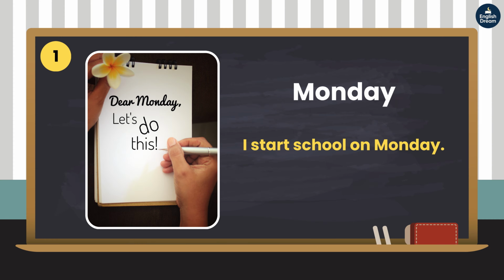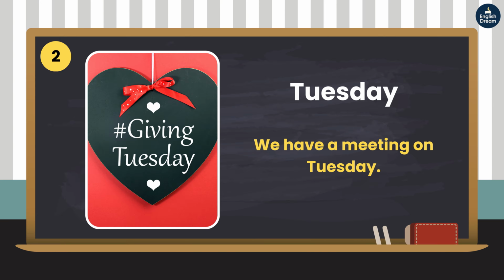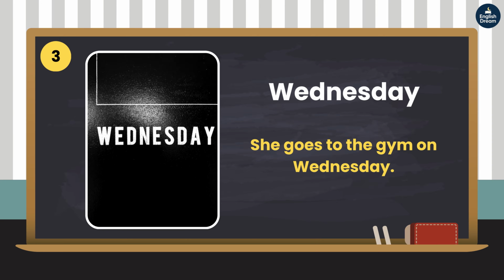Monday. I start school on Monday. Tuesday. We have a meeting on Tuesday. Wednesday. She goes to the gym on Wednesday.